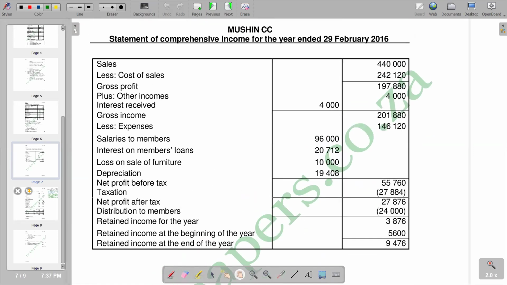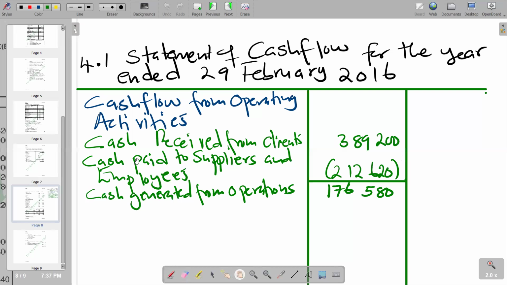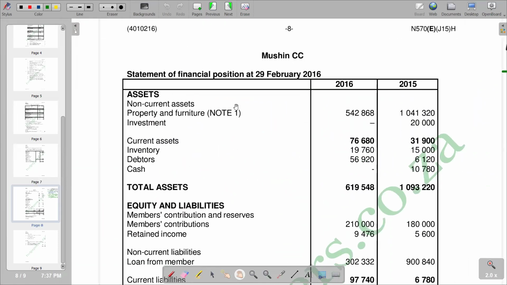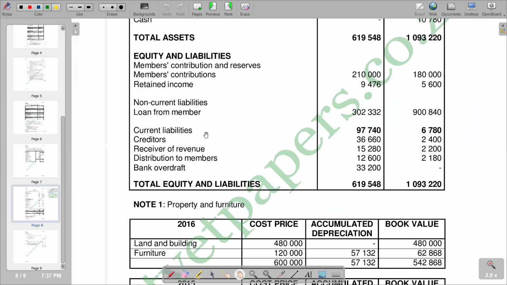Going to the next page, you'll see a continuation of our question, where we have a statement of financial position at 29 February 2016, with our two periods, 2015 and 2016, 2016 being the current period and 2015 being the previous period. So you also need to go through the balances that we are given here.